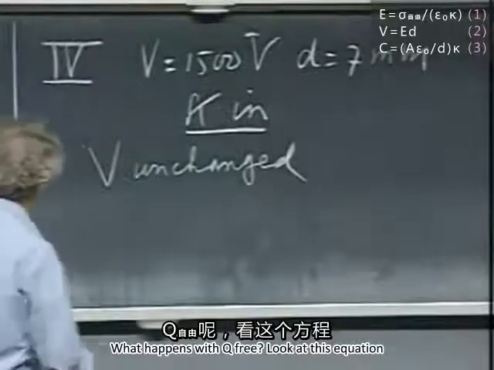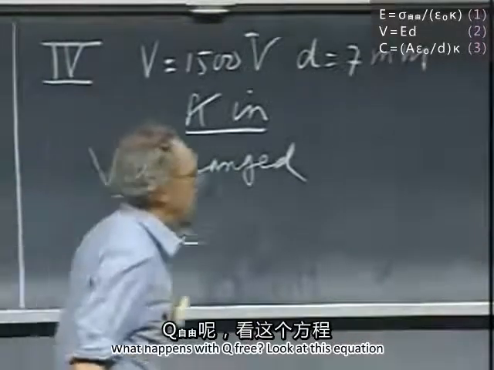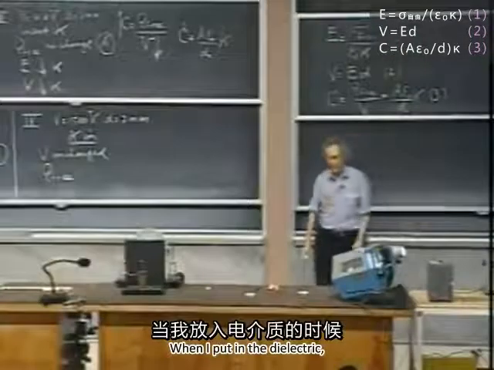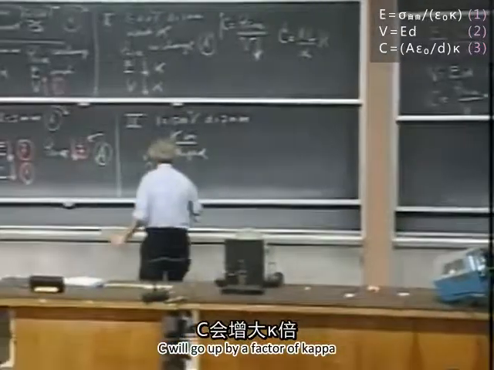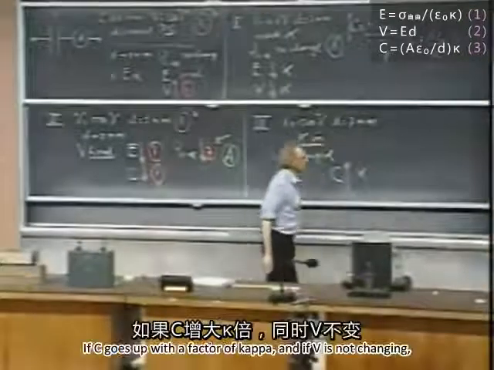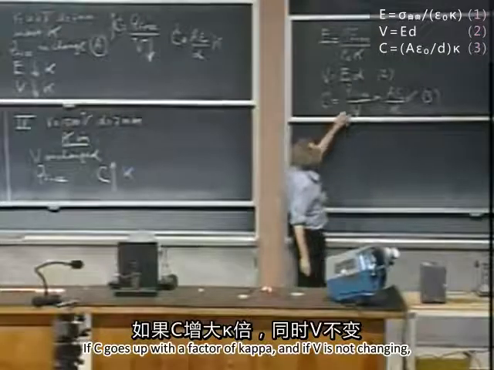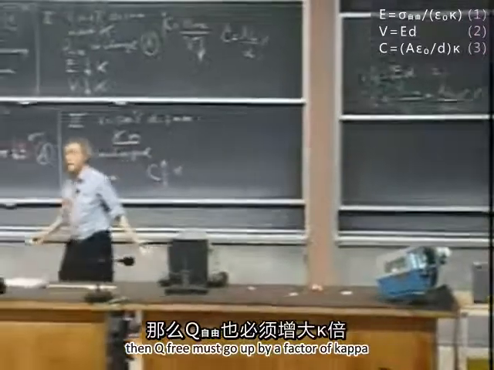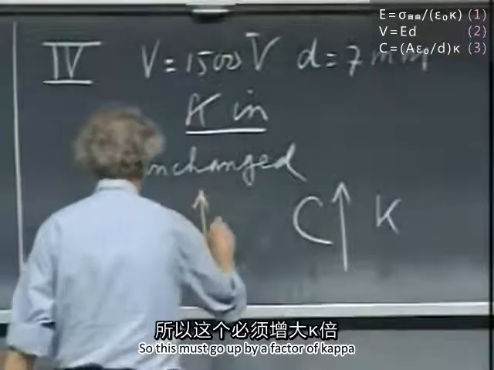What happens with Q free? Look at this equation. When I put in the dielectric, I know that the capacitance goes up by a factor of kappa. C will go up by a factor of kappa. If C goes up by a factor of kappa, and if V is not changing, then Q free must go up by a factor of kappa. Follows immediately from equation 3. So this must go up by a factor of kappa.